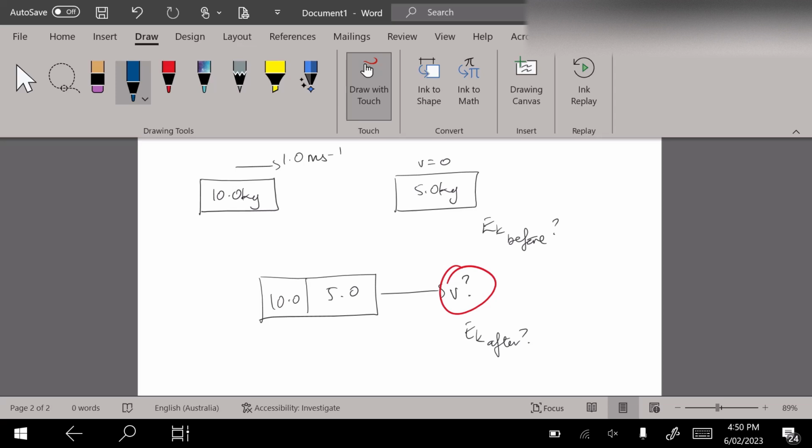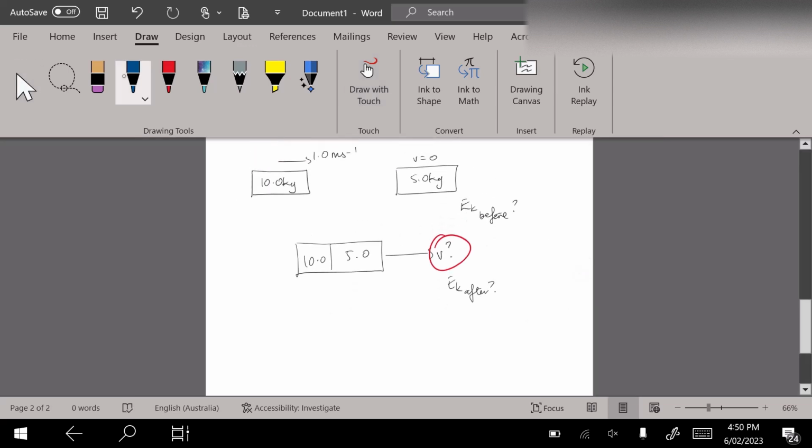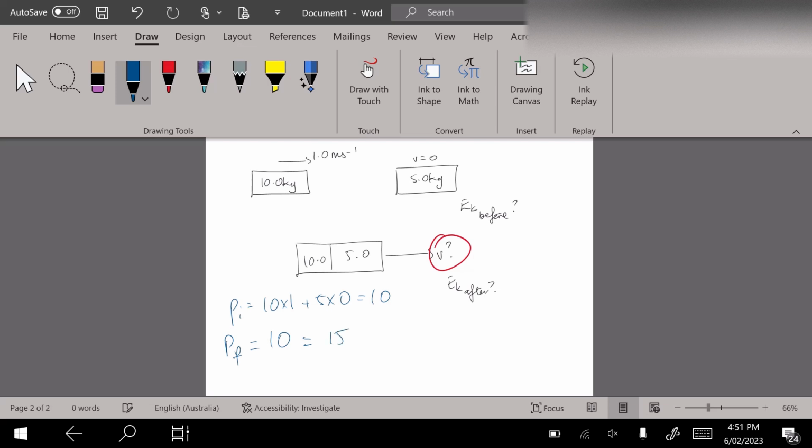I need to scroll down a little, maybe zoom out a little. That might be better. So the initial momentum is going to be 10 times 1 plus 5 times 0, which is 10. That's nice. The final momentum also has to be 10. Now that equals mv of the system after the collision, so that equals 15 times the velocity. So the velocity equals 10 over 15, and that's 2/3.